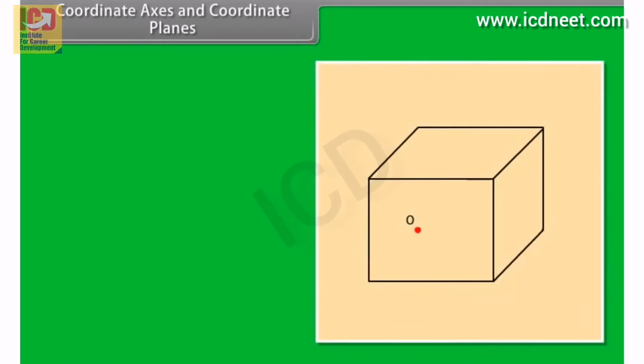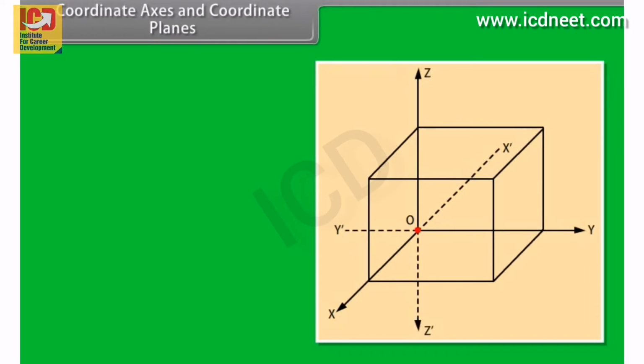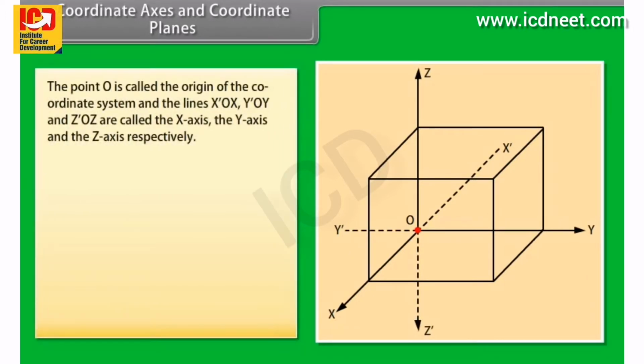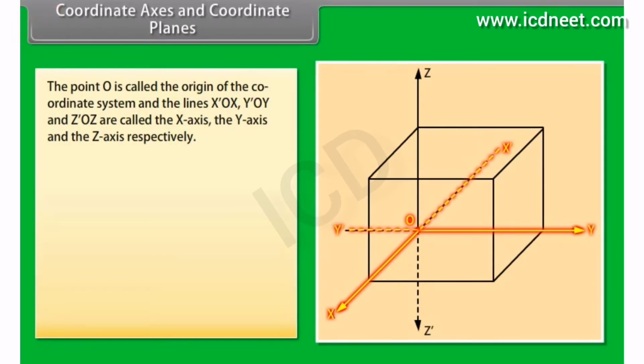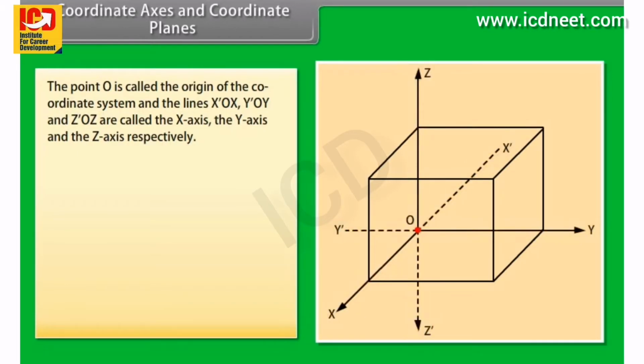Thus, the origin can be taken arbitrarily at any point of the room. Let us start with an arbitrary point O in space and draw three mutually perpendicular lines X'OX, Y'OY, and Z'OZ through O. The point O is called the origin of the coordinate system, and the lines X'OX, Y'OY, and Z'OZ are called the x-axis, the y-axis, and the z-axis respectively. The positive direction of the axis is indicated by arrows with thick lines.